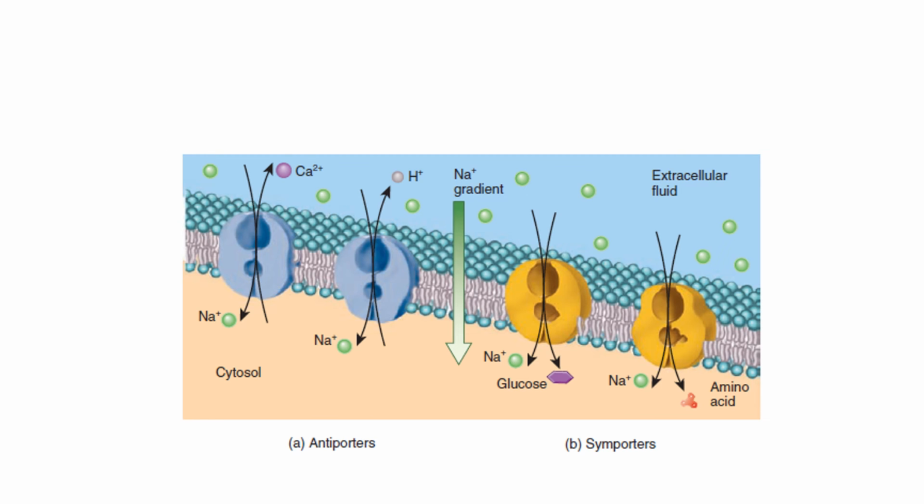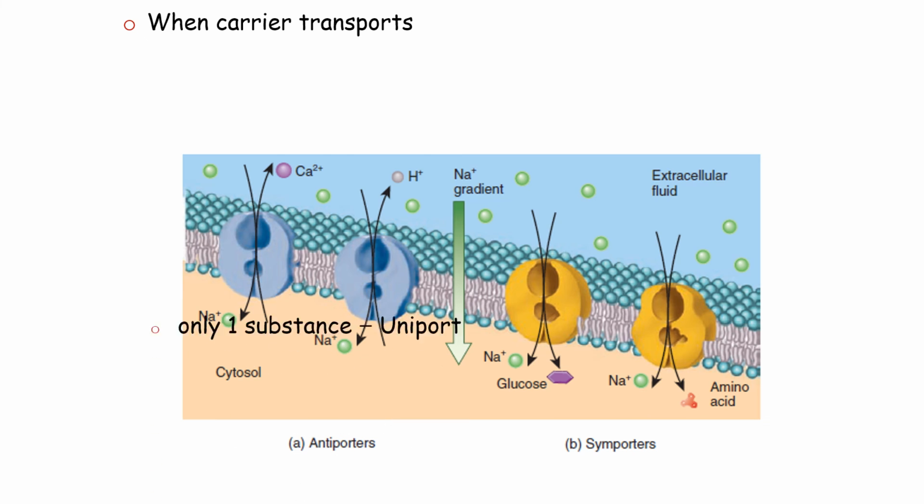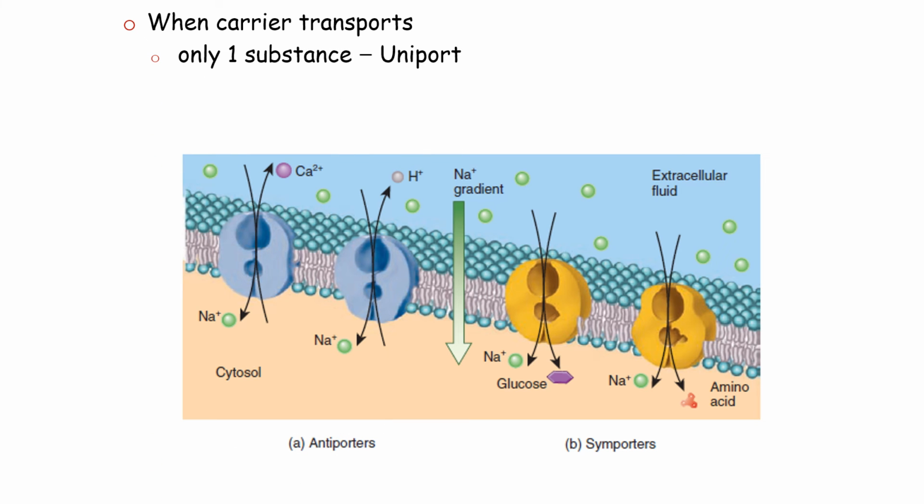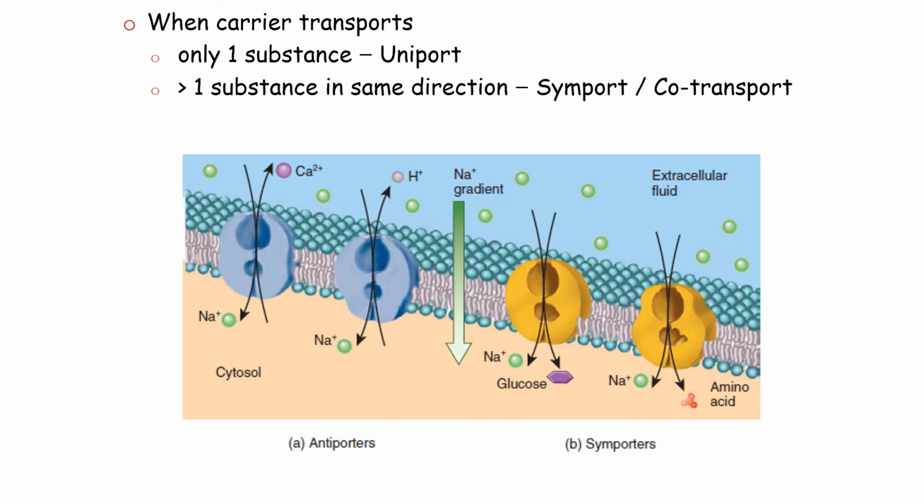So here in this slide you can see different types of carrier proteins. You have carrier proteins which carry only one substance. As we have seen, it is known by the name of uniporter. Then we have carrier proteins which can transport more than one substance, and it occurs in the same direction. Here you can see they are known by the name of symporters. The yellow colored carrier proteins are symporters.